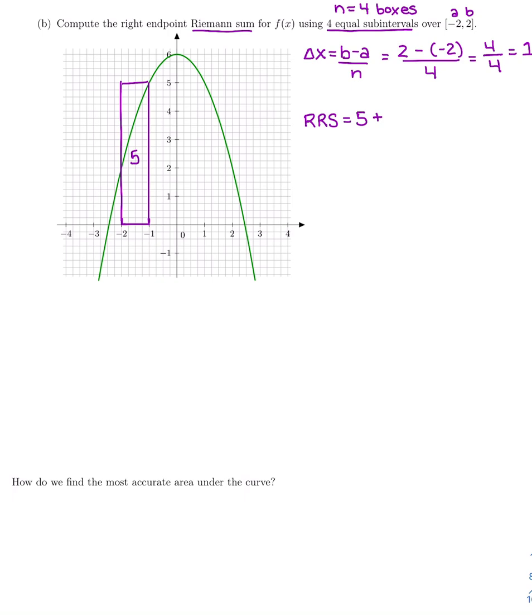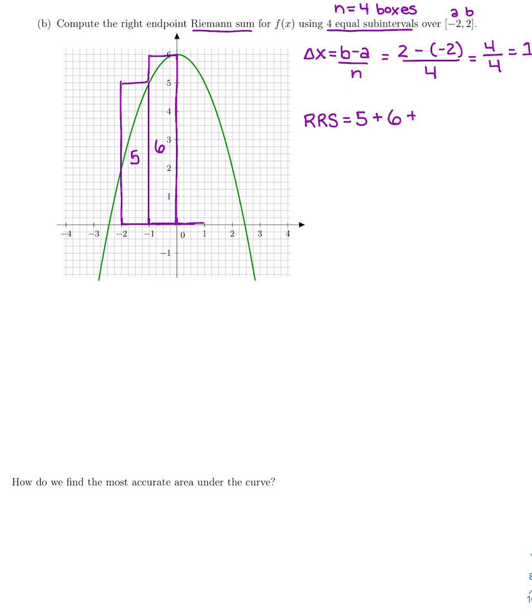Now we're ready to draw our second box from -1 to 0 because it has to have a width of 1. And then I need to use the y value at 0. I'm going to go all the way up to 6. The whole box is going to have a height of 6. So height is 6 times width is 1. This has an area of 6. I'm not done until I've drawn 4 boxes.